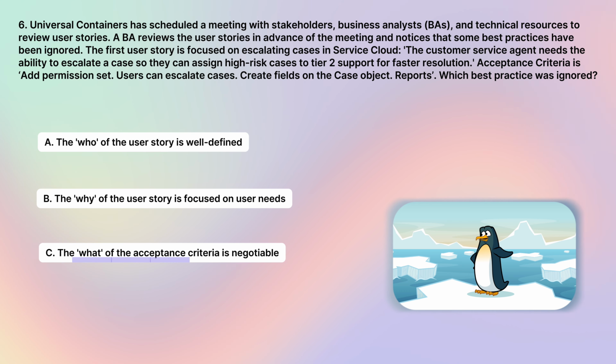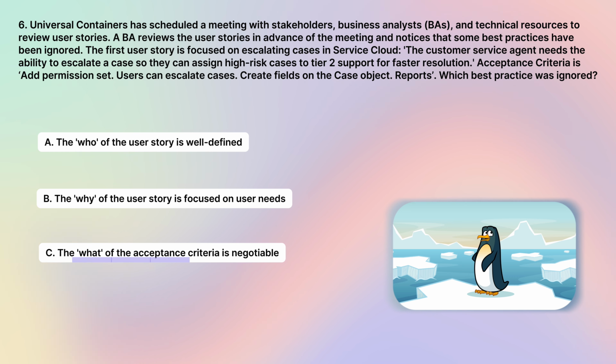C is the correct answer as the acceptance criteria in a user story should be specific, clear, and non-negotiable. They serve as the conditions that must be met for the user story to be considered complete. In the provided user story, the acceptance criteria are quite vague. Clear and well-defined acceptance criteria are essential for a shared understanding among stakeholders, business analysts, and technical resources. They provide a basis for testing and validating that the implemented solution meets the intended requirements.